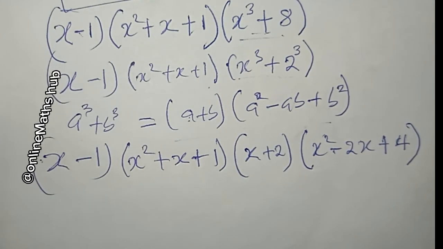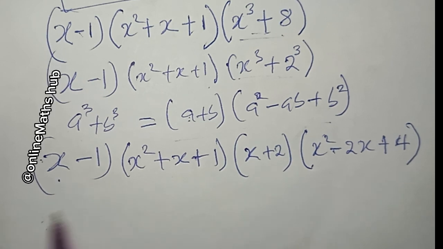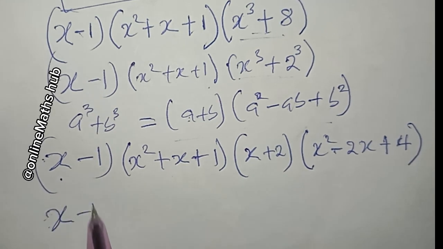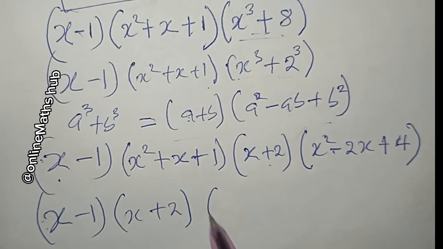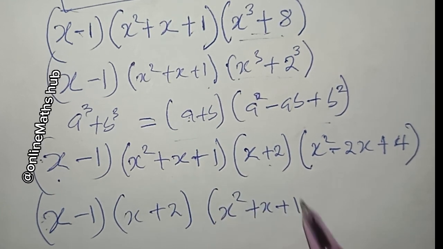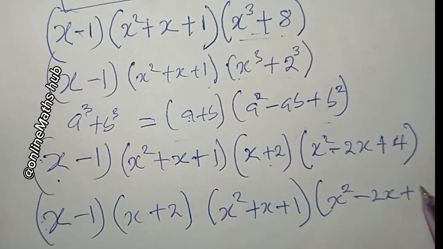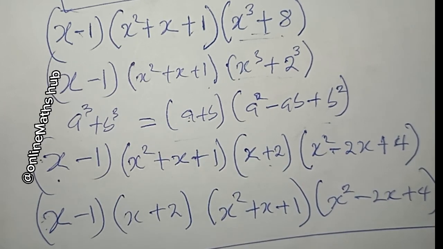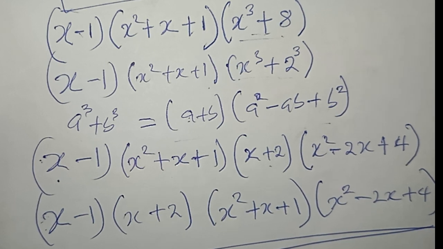Moving on, I can go ahead and arrange it properly. My final answer is x minus 1 and x plus 2, and then x squared plus x plus 1 and x squared minus 2x plus 4. This is the factorized form of the expression we are solving, and that is the final answer.